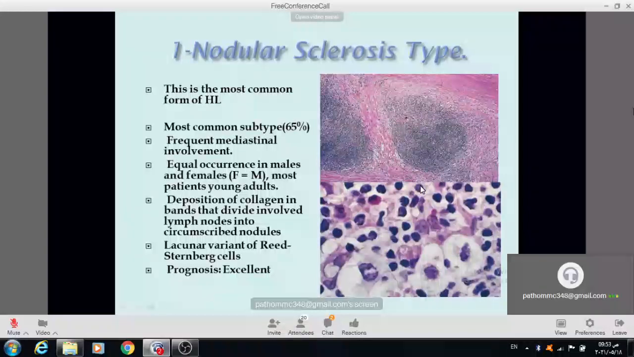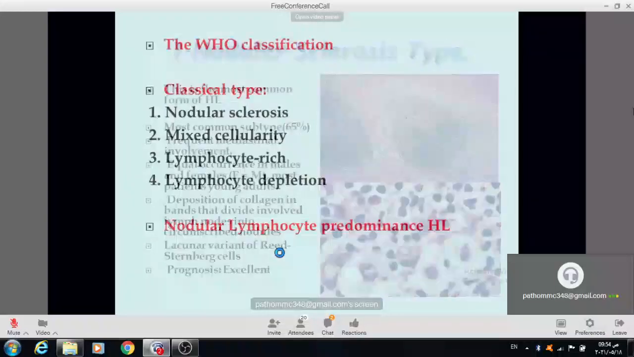In this nodular sclerosis subtype we again have the RS cell, but it will not be the classical type; it will be the lacunar variant of the RS cell. The RS cell again has variants. We have the classical RS cell like this one, okay? And we have variants of the RS cell. The first variant we call the lacunar variant.